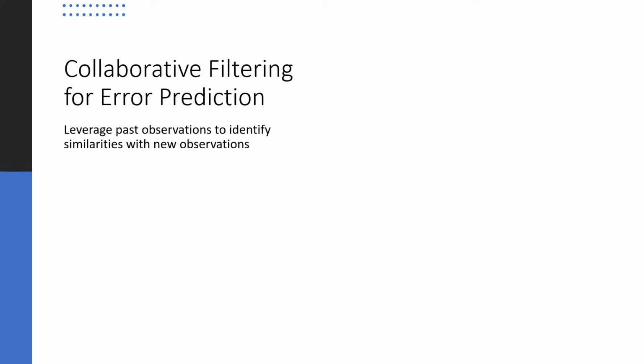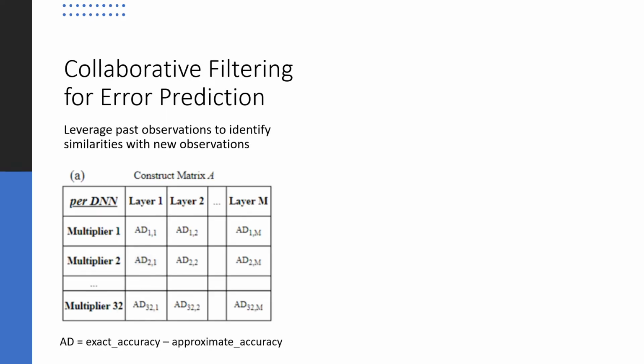For a DNN with m layers, we build a 32 by m matrix A, where each entry contains the accuracy drop, AD, of each approximate multiplier on each DNN layer, with the rest being mapped to the exact multiplier. This matrix is called a utility matrix.